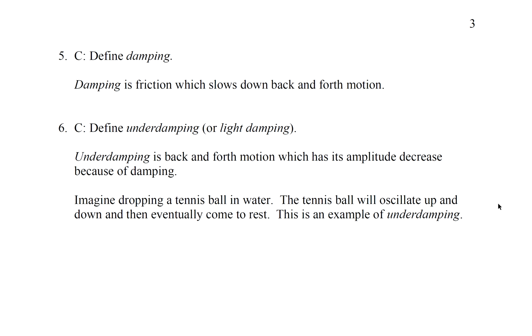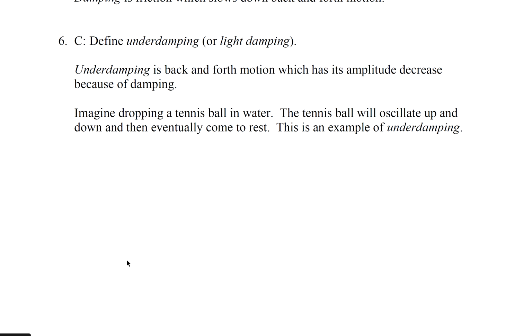Question 5. Define damping. Damping is friction which slows down back and forth motion. Question 6. Define underdamping or light damping. Underdamping is back and forth motion which has its amplitude decreased because of damping. So, imagine dropping a tennis ball in water. It's going to float because its density is less than that of water. But the tennis ball oscillates up and down, its amplitude eventually decreases, and the object eventually comes to rest. That's an example of underdamping.